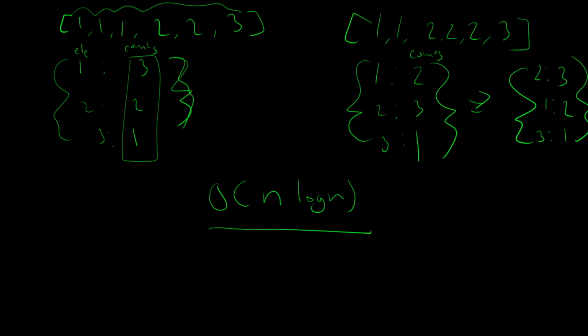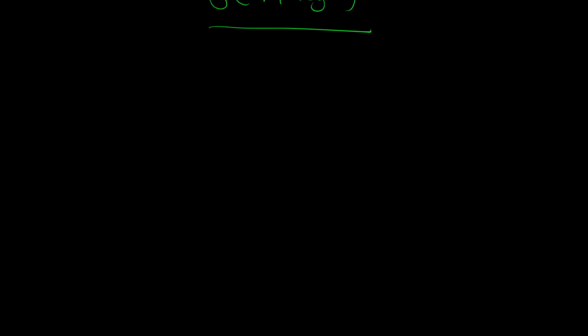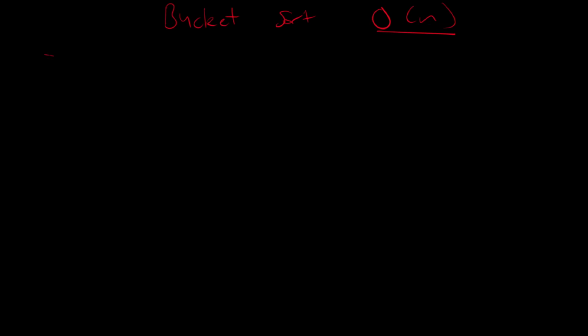So let's take a look at an alternative strategy using something called bucket sort. This is pretty similar to what we've done before, but this actually runs in O of n time, and we'll see how here. We have this same map, given this array 1 1 1 2 2 3, that counts the elements and their counts: 1 is 3, 2 is 2, and 3 is 1.